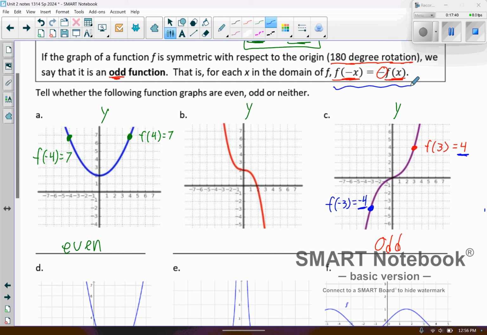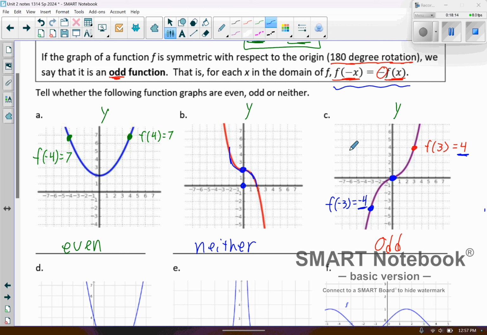And then in most cases, most functions are going to fall into the neither category. So this one actually is neither. You might be like, well, wait a second, it looks like it's a 180 degree rotation. Well, that part is true, but not through the origin. It has to be a 180 degree rotation through the origin. So sure, this rotates 180 degrees if I were to swing it around, but that's not from the origin. It has to be from the origin, like this one on example C.